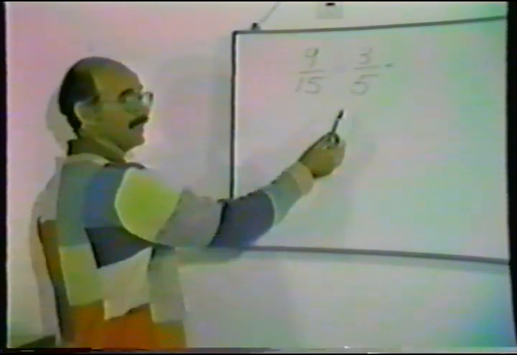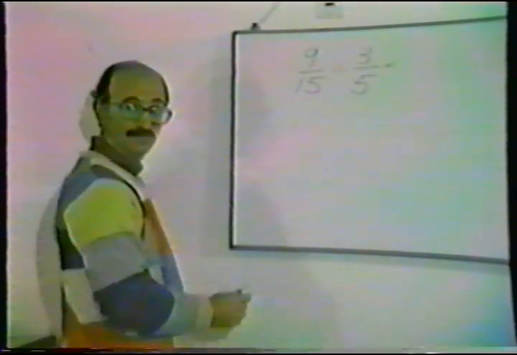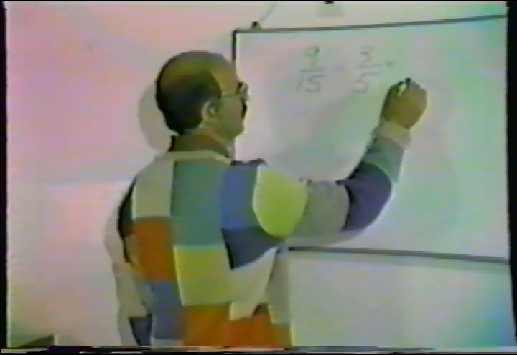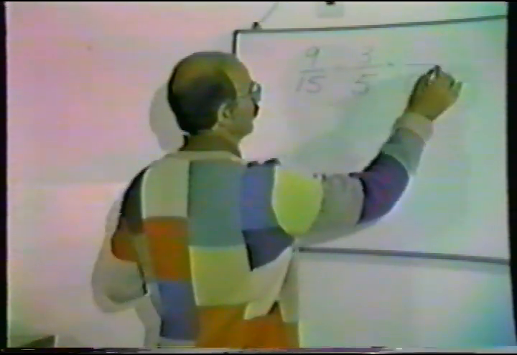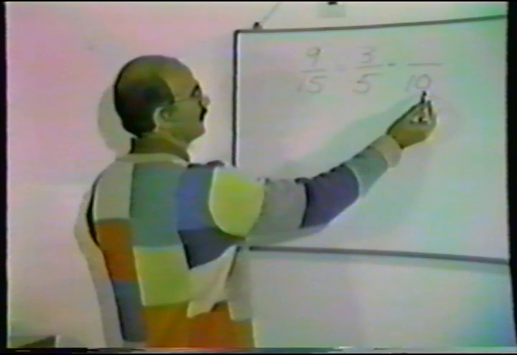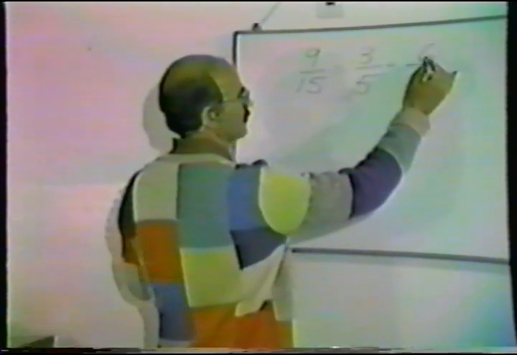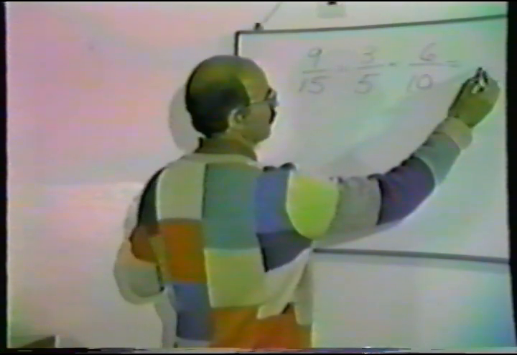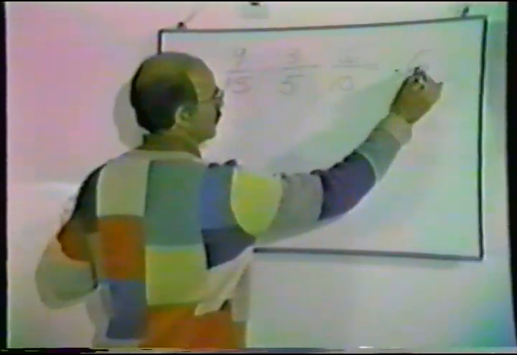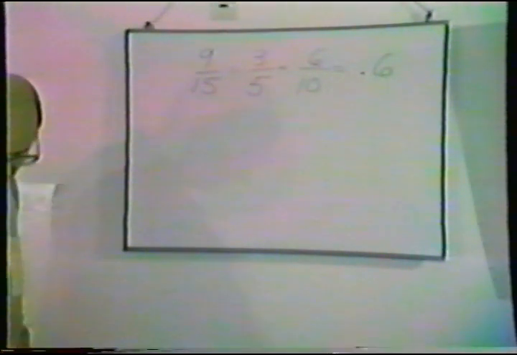Is the bottom number now 10, 100, or 1,000? No. Can we make it 10 or 100? Yes. Can we make it 10? Yes. 5 into 10 is? 2. Times 3 is? 6. 6/10 or .6.